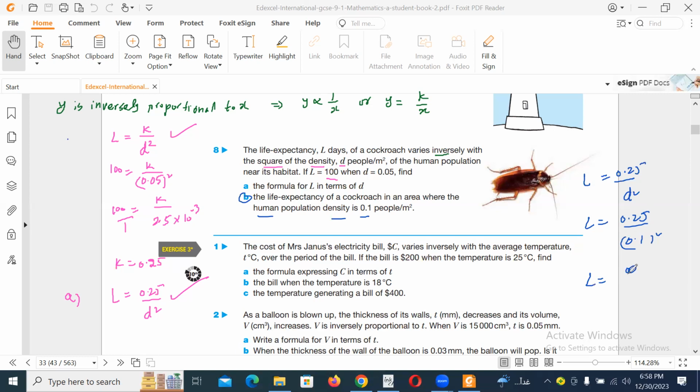You can check in the calculator: 0.25 divided by 0.1 squared gives me 25. So it means life expectancy is 25 days. L represents the number of days. I hope you get it, and we will see the next one.